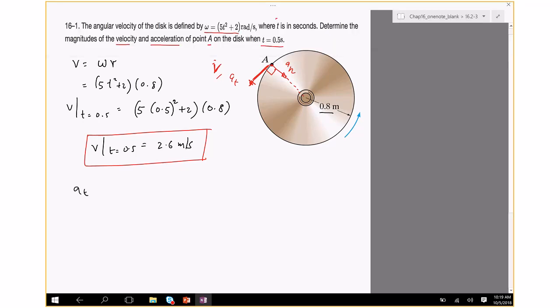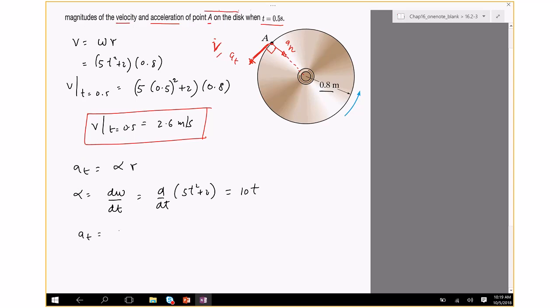Then A T is alpha times R. We're not given alpha directly, but we know what omega is. So we can find alpha using the formula. Alpha is d omega dt. So d dt of 5t squared plus 2, so 10t. So A T is 10 times t times R, which is 0.8. And so if you want to find acceleration in the tangential direction at 0.5 seconds, it is 10 times 0.5 times 0.8, which is 4, I think.